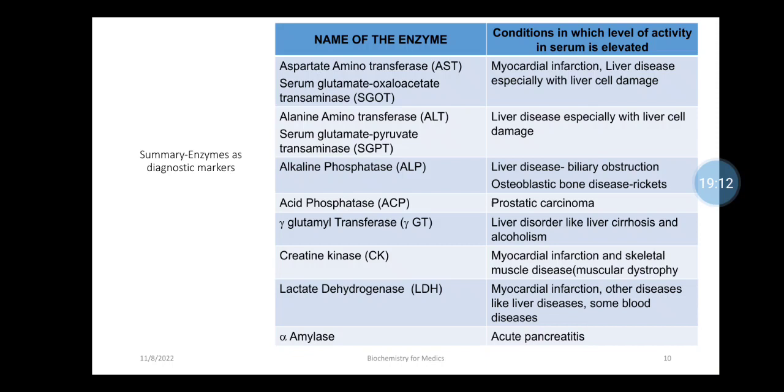Next is lactate dehydrogenase, which is used as a marker in myocardial infarction, other diseases, liver disease, and some blood disease. And the next is alpha amylase. Alpha amylase is basically useful for the diagnosis of acute pancreatitis.